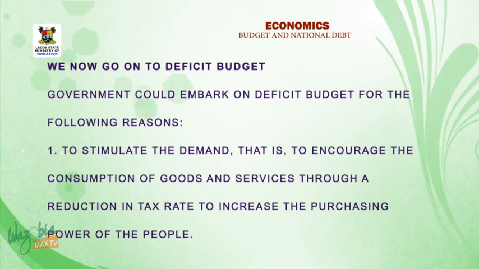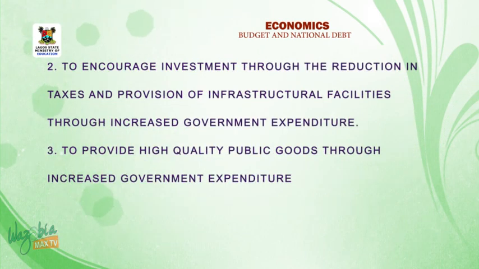We now go on to deficit budget. Government could embark on deficit budget for the following reasons. 1. To stimulate demand. That is, to encourage the consumption of goods and services through a reduction in tax rates to increase the purchasing power of the people. 2. To encourage investment through the reduction in taxes and provision of infrastructural facilities through increased government expenditure. And finally, to provide high quality public goods through increased government expenditure.